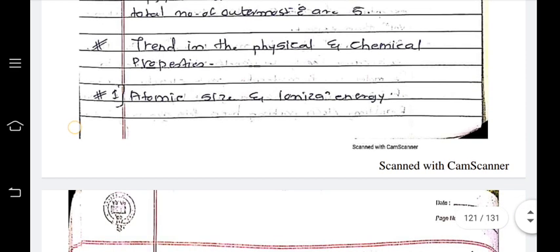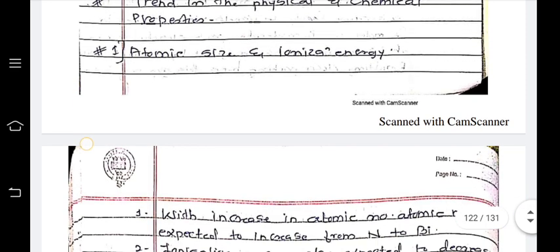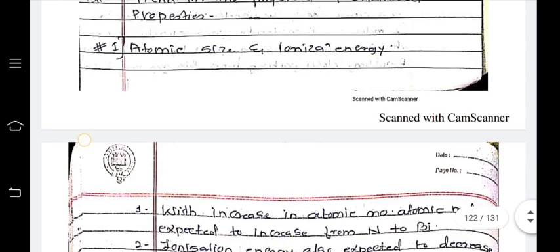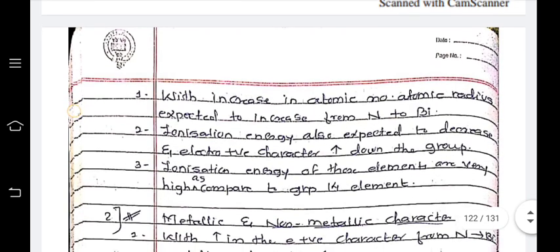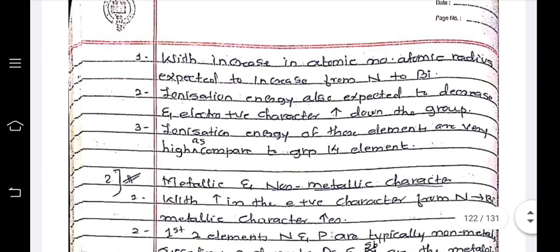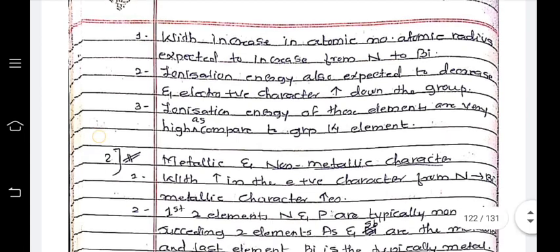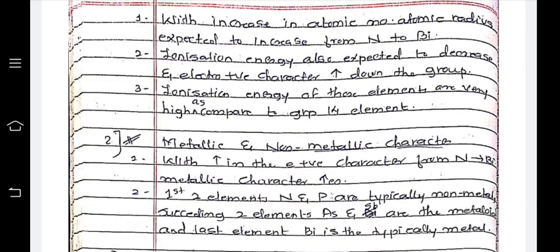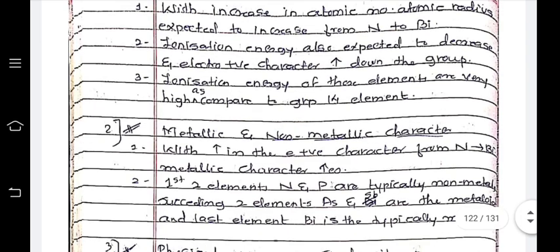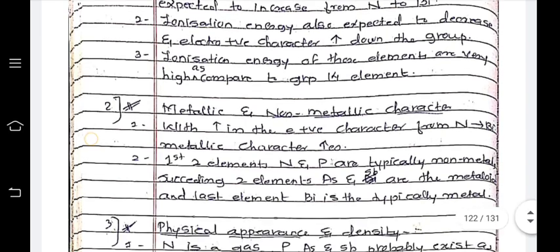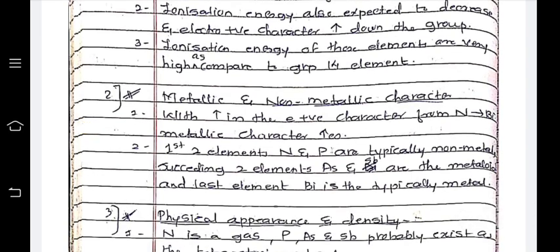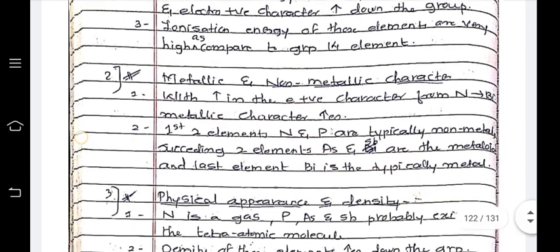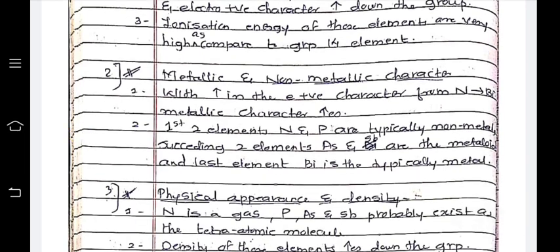Trends in the physical and chemical properties: atomic size and ionization energy. With increase in the atomic number, atomic radius is expected to increase from nitrogen to bismuth. Ionization energy is also expected to decrease, and electropositive character increases down the group. Ionization energy of these elements is very high as compared to group 14 elements.